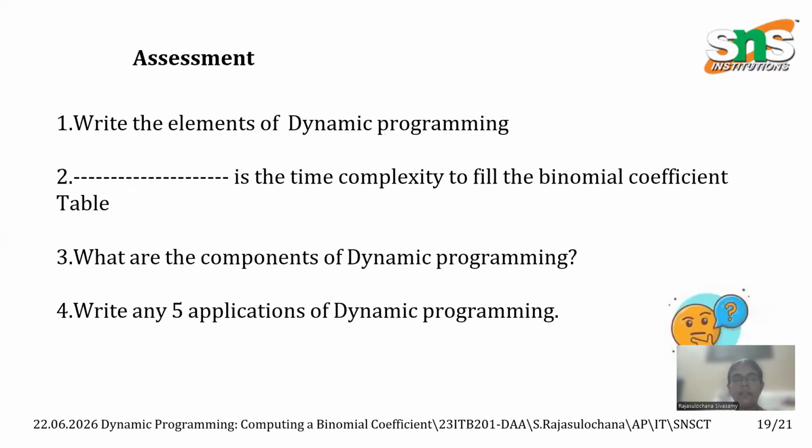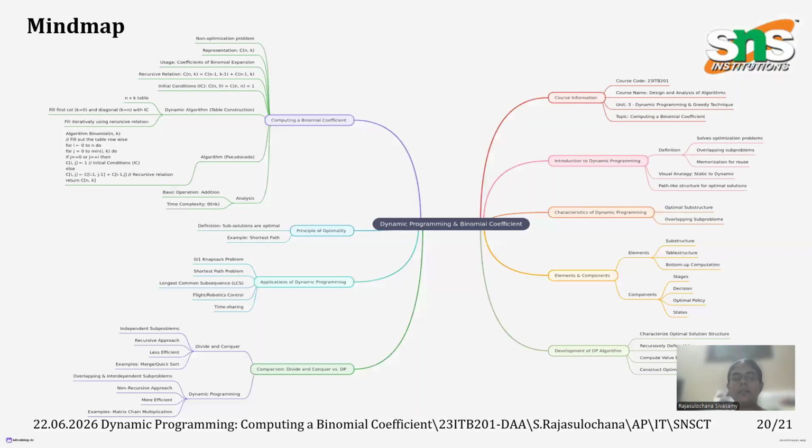So here are some assessment questions for you to have a better understanding of what is dynamic programming, what is binomial coefficient, and the principle of optimality. Please go through them. Hope you have understood what is binomial coefficient and how to calculate it, and what is the principle of optimality. In the next lecture video, we will see how this binomial coefficient is used in constructing the optimal binary search tree. This is a mind map of the entire topic we have discussed so far. Thanks for watching.